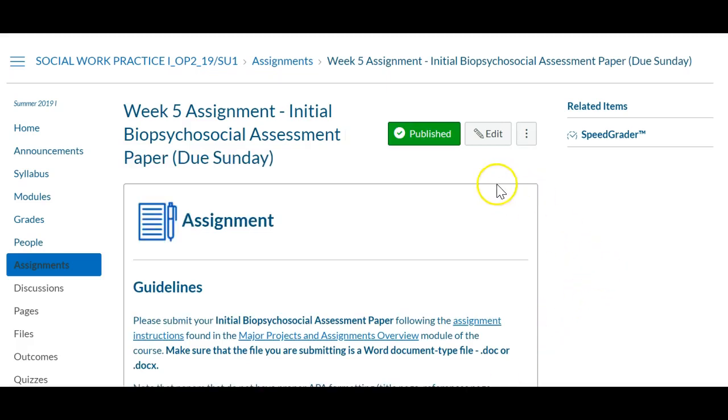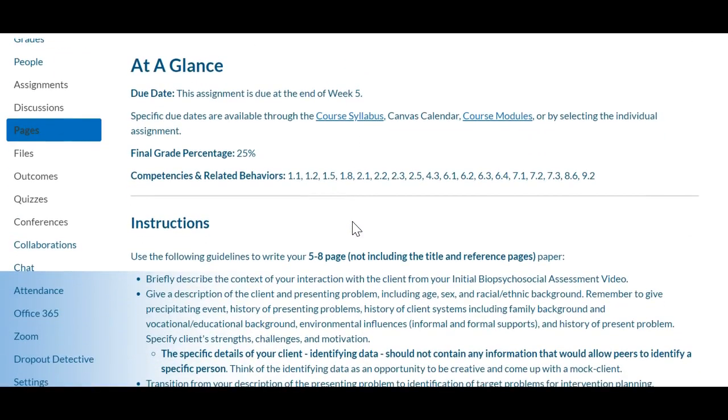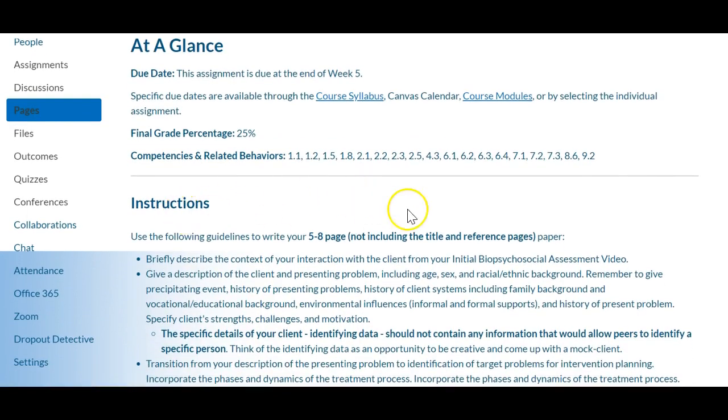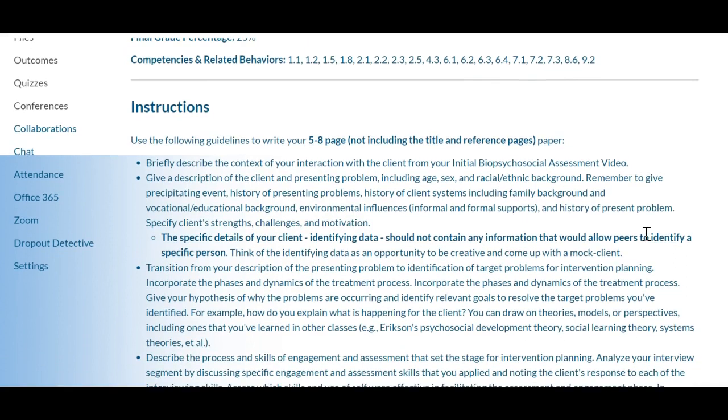And then you'll have your initial biopsychosocial assessment paper. So for this assignment, it is a pretty significant percentage of your final grade. It will be 5 to 8 pages, not including the title and reference page. Here, you'll briefly describe the context of your interaction. So, agency context. What agency are you working in? What's your role in the agency?